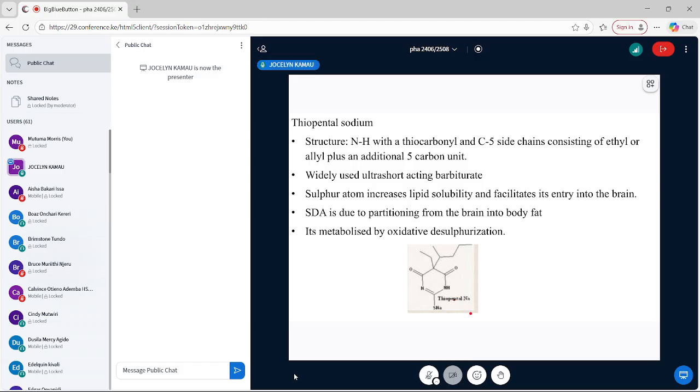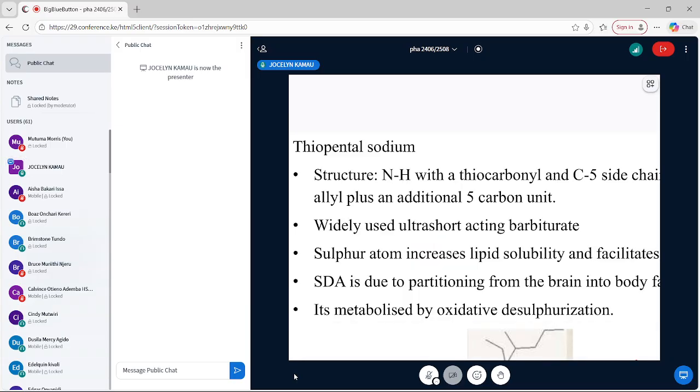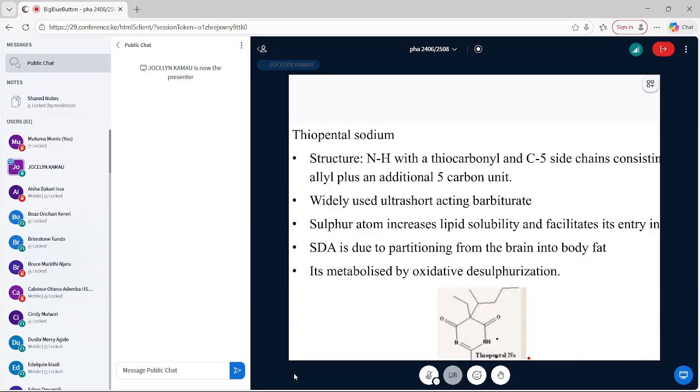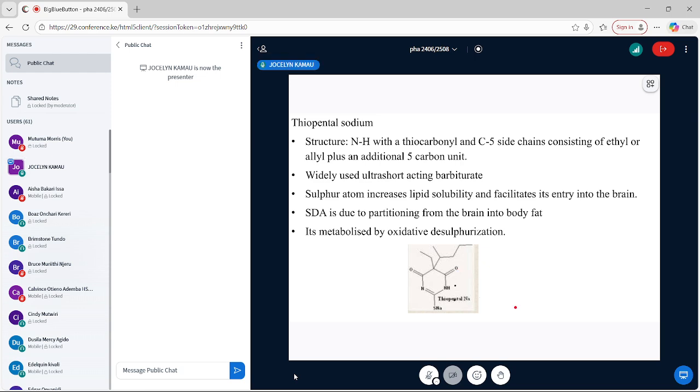Let me make it a little bigger. So when we look at the barbiturate structure, we start at this position. This is position number 5, that is position number 4, that is position number 3, that is position number 2, that is position number 1, and therefore this is position number 6.